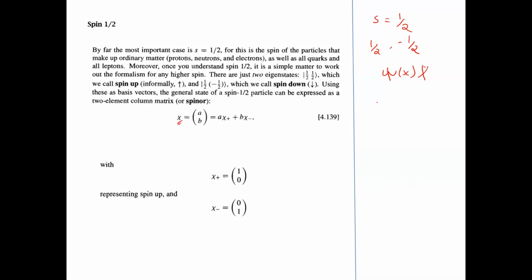If you want to represent a two-dimensional vector, like the R vector, and you have the basis vectors i and j, you can represent any vector by taking linear combinations of these basis vectors, for example 3i. So i and j are the basis vectors. Similarly, here we have chi plus and chi minus as the basis vectors.